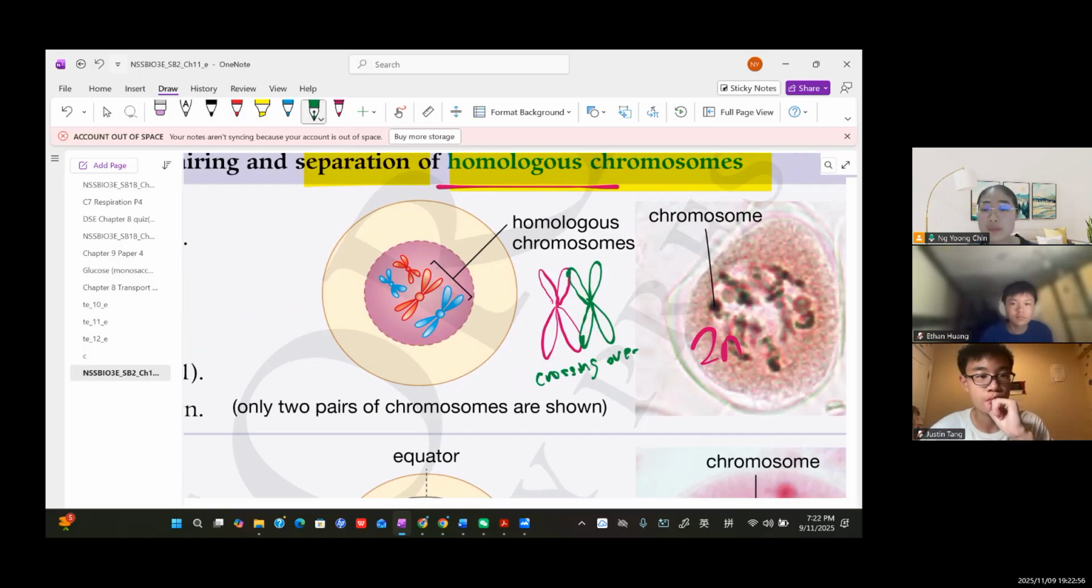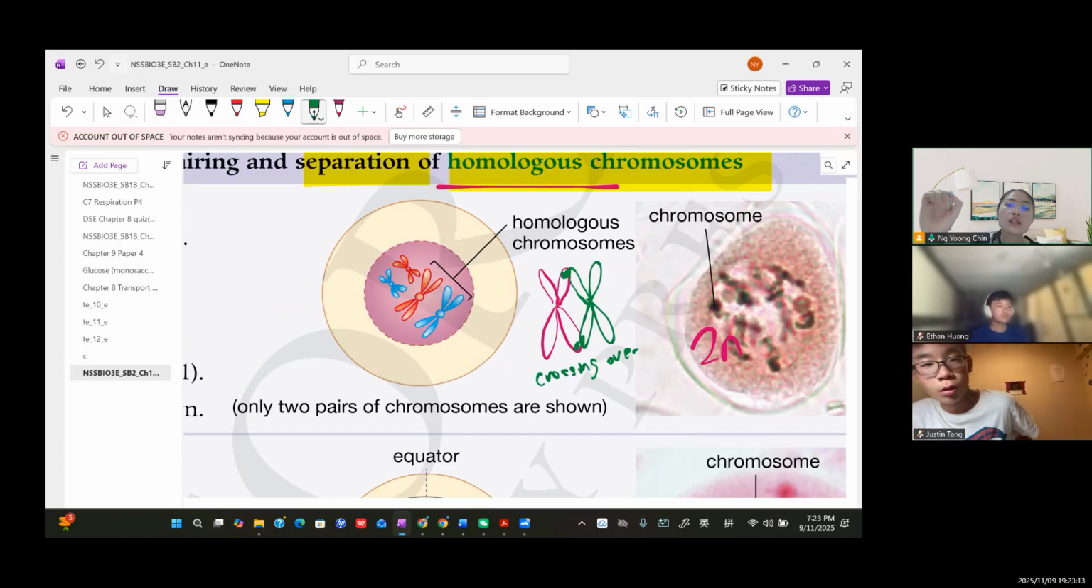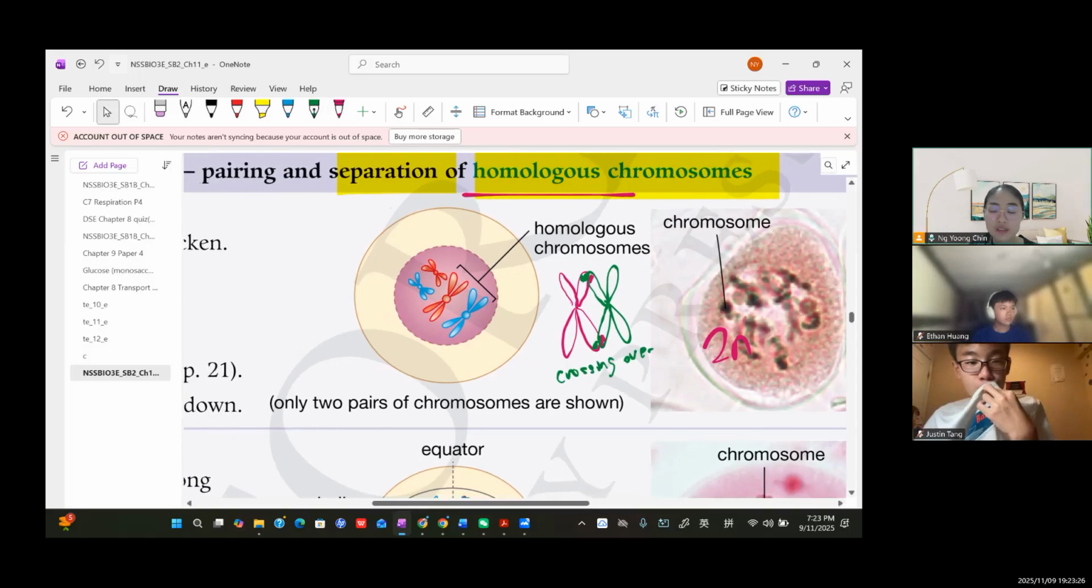So what will happen during crossing over? There will be the exchange of the genetic materials between your father's chromosome and your mother's chromosome. So at the end, your father's chromosome gets some part of the mother's chromosome like this, and then your mother's chromosome gets some part of your father's chromosome, like this. So this crossing over is very important because it is a method to increase the genetic variations.